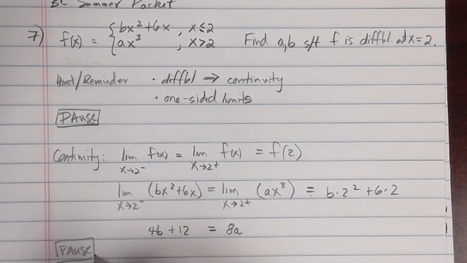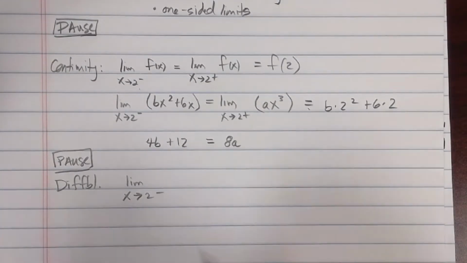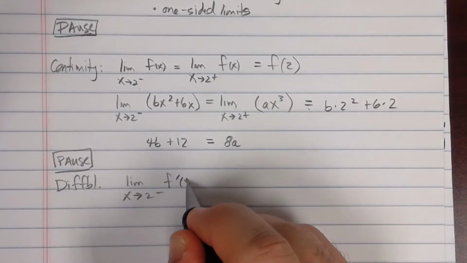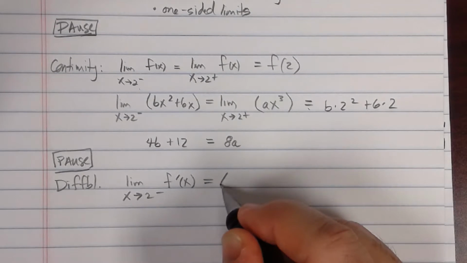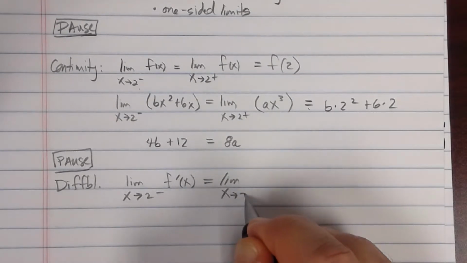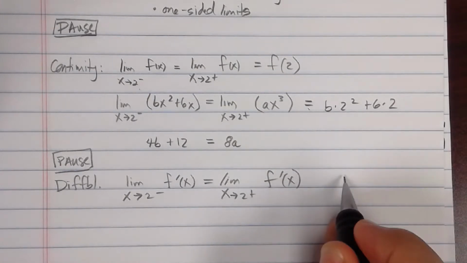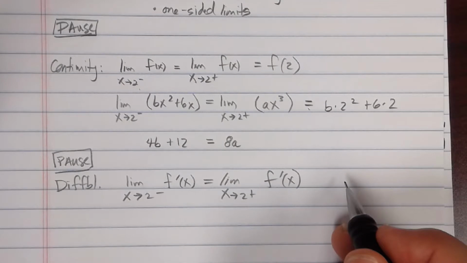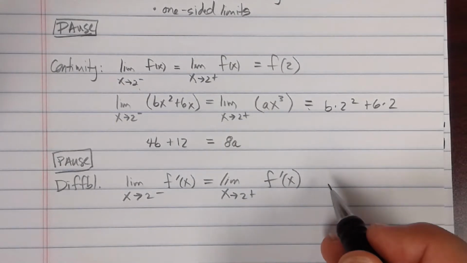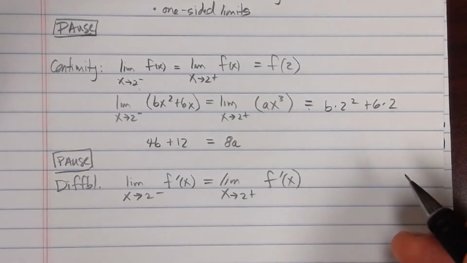Okay, so let's pick back up with differentiability. That would be that the limit as x approaches 2 from the left of f prime of x has to equal the limit as x approaches 2 from the right of f prime of x. We don't have the third term of equals f prime of 2 because we aren't sure that f prime of 2 exists, and the only way it will exist is if these two limits are equal to one another. So we don't need that third bit here.